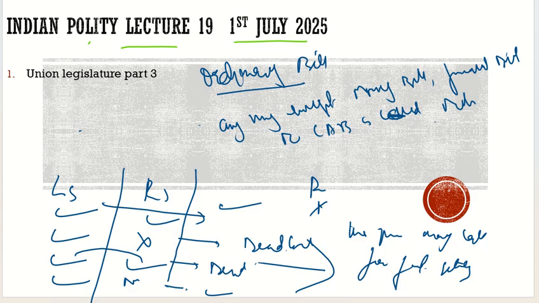Now the question may come to your mind: if there is a deadlock with respect to any ordinary bill, is it necessary that it will go to the joint sitting? No, it is not necessary. It is the president's approval. If he wants to bring this for the joint sitting, he can bring it. Otherwise, it is not mandatory. It is not necessary that every bill should go to the joint sitting. So this is about the ordinary bill.